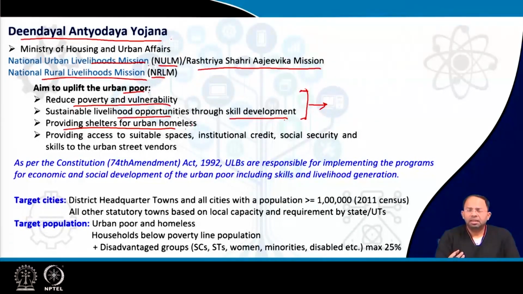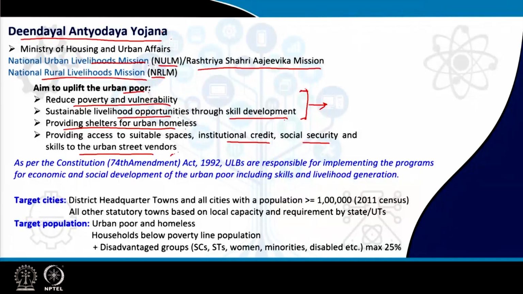They should have a shelter so that they don't suffer the environment, or the rain or the cold and so on. And the other is providing access to suitable spaces, institutional credit, social security, and skills to the urban street vendors. So, a huge amount of poor people are engaged in the informal economy. They earn their livelihood from the informal sector by running several businesses which are informal. Mostly these are street vendors, and they don't have a proper shop. So that means government has to look into this particular vulnerable group as well. So these are the primary aims which are covered in this particular scheme.